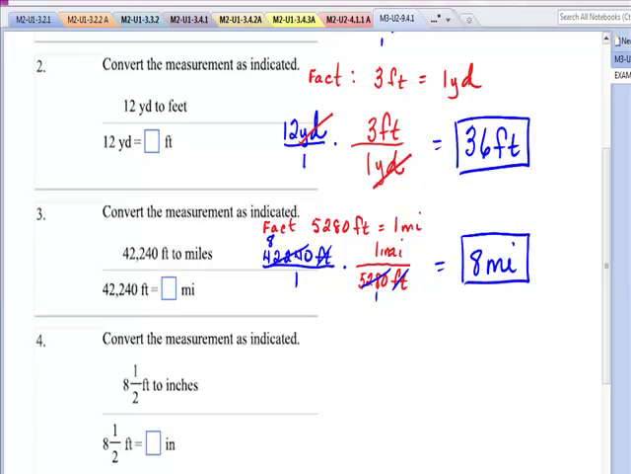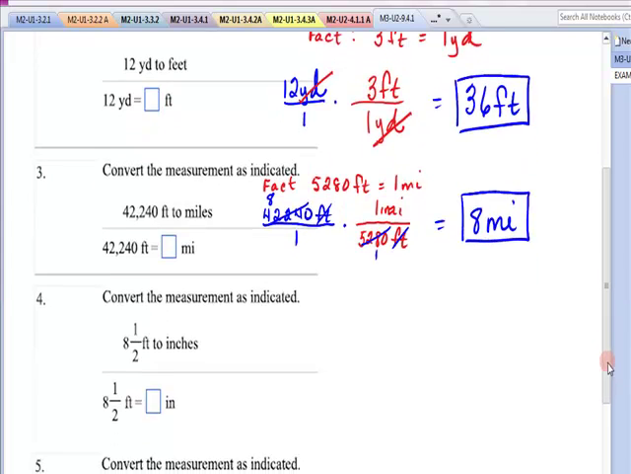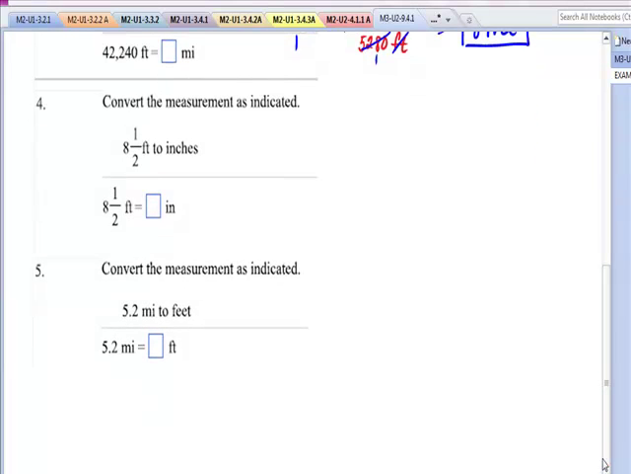Some of you may have learned a method that said sometimes you multiply and sometimes you divide. You don't have to do that. I wish you wouldn't do that. Instead, if the number other than 1 shows up on bottom, you'll do some division. If the number other than 1 shows up on top, you'll do some multiplication, and you don't have to worry about it. All right, number 4.